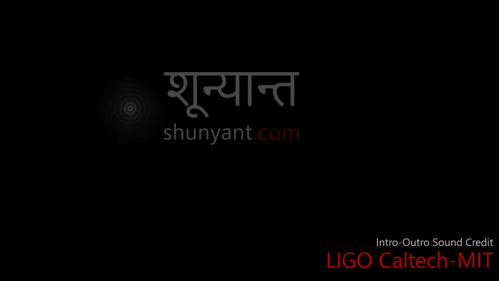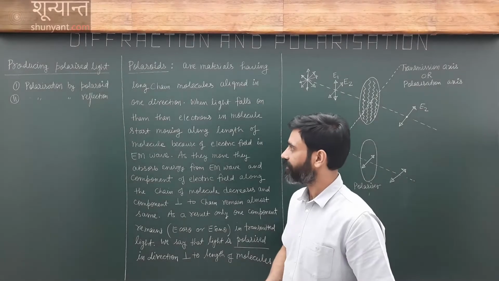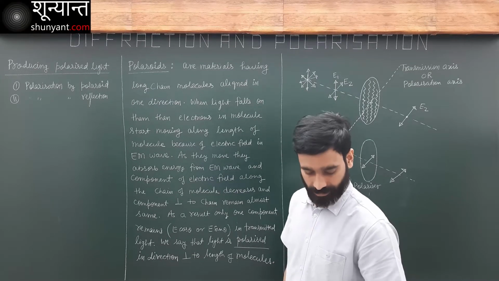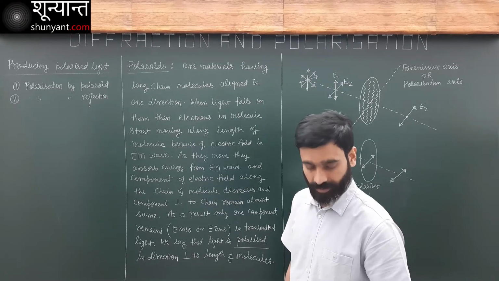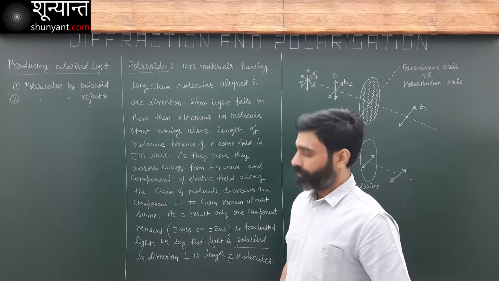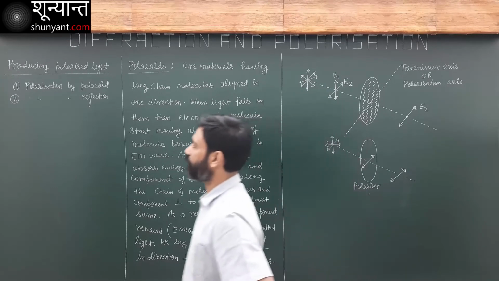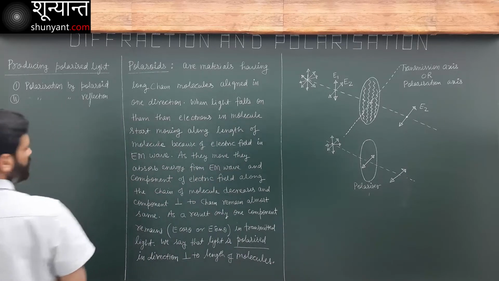Okay, last class we started this discussion of polarization. We had just this one general brief discussion. Then in this lecture we are going to see how to produce polarized light.